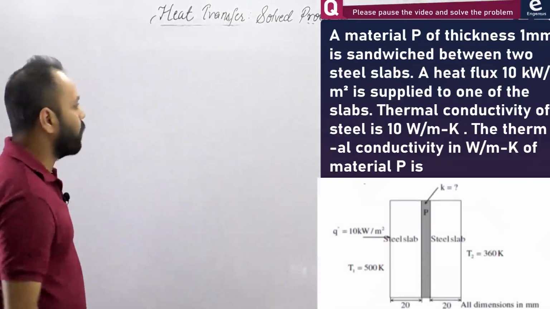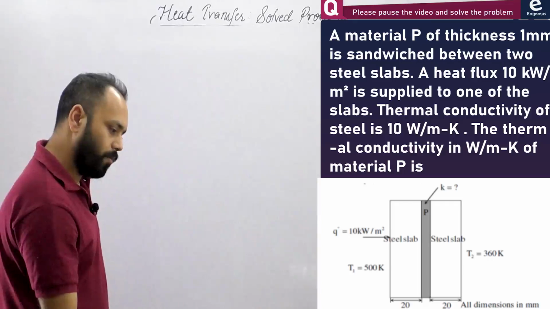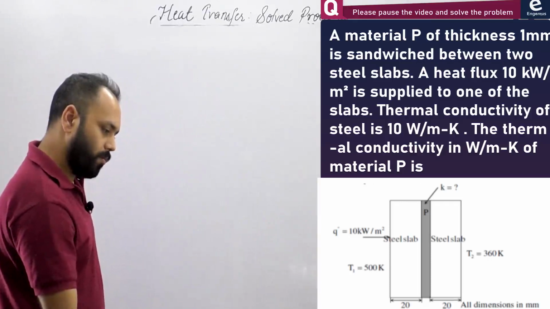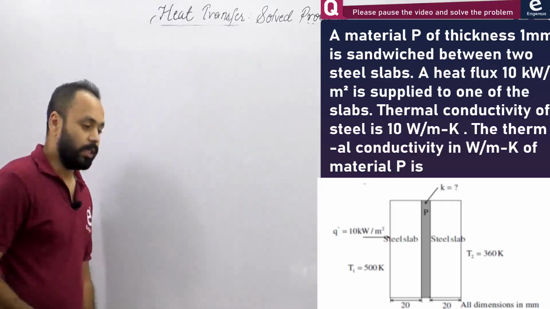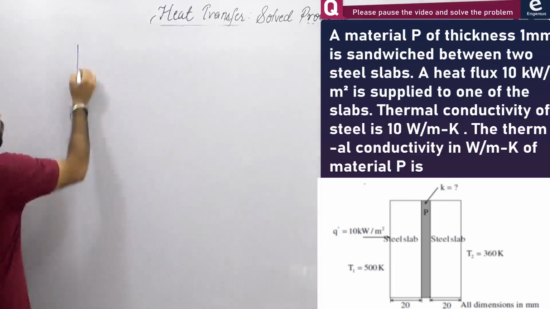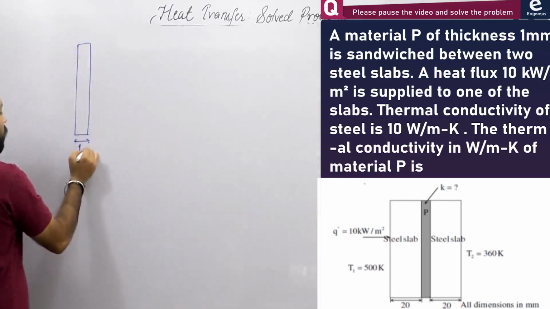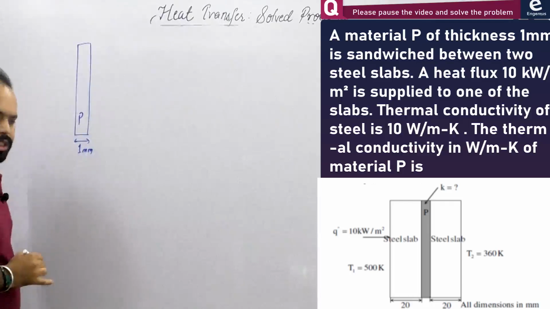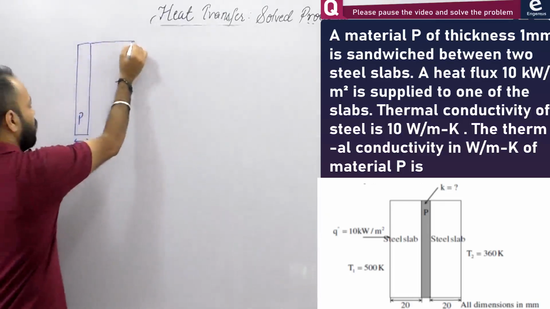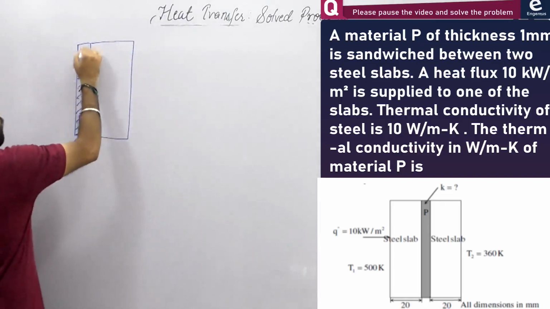Okay, that was the problem number 10. Now the problem number 11. A material P of thickness 1 millimeter is sandwiched. तो material P है, ठीक है, इसके thickness है 1 millimeter. 1 millimeter thickness material P is sandwiched. Sandwiched मतलब दो चीजों के बीच में, ठीक है, between 2 steel slabs. एक स्लैब इधर भी है, ठीक, this is your material P and you have one slab here.